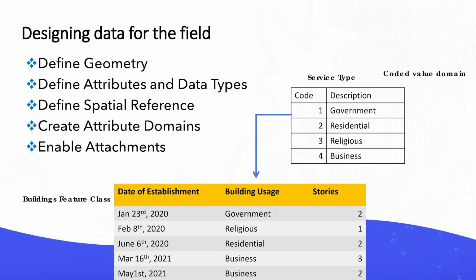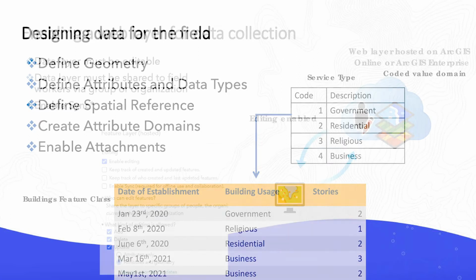Further, you may want to select an appropriate spatial reference, and create attribute domains to help field workers select from a predefined listing of options, thus improving consistency in data input efforts and reducing human error in transcription. And if you're required to attach media such as photos, videos, or even documents, you can enable attachments to your web layer.